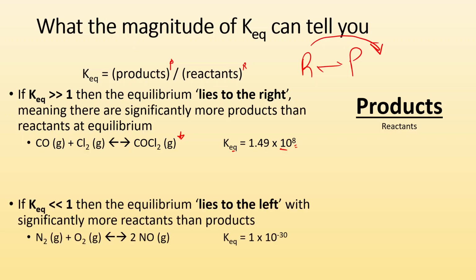If the value is really much smaller than 1, then the equilibrium lies to the left, which just means that there's a lot more reactants than there are products. So here's an example. Equilibrium with a KEQ value of 10 to the negative 30. So that negative exponent is telling me it's significantly smaller than 1. So I have something like this, where I have a tiny bit of products and a whole lot of reactants. So we describe that as lying to the left.